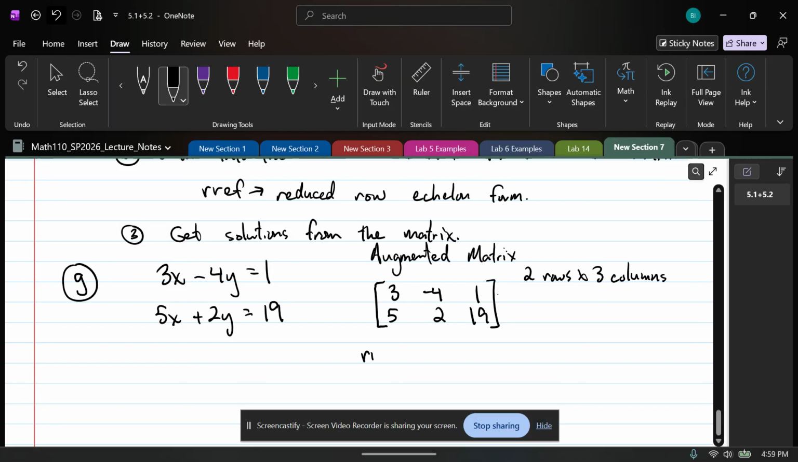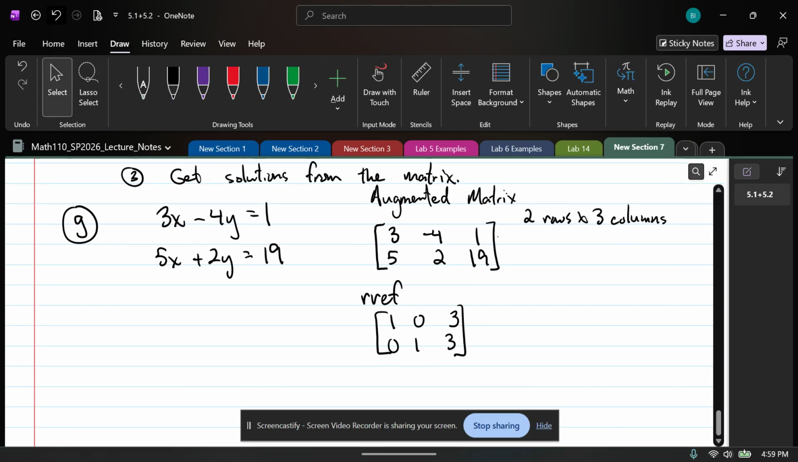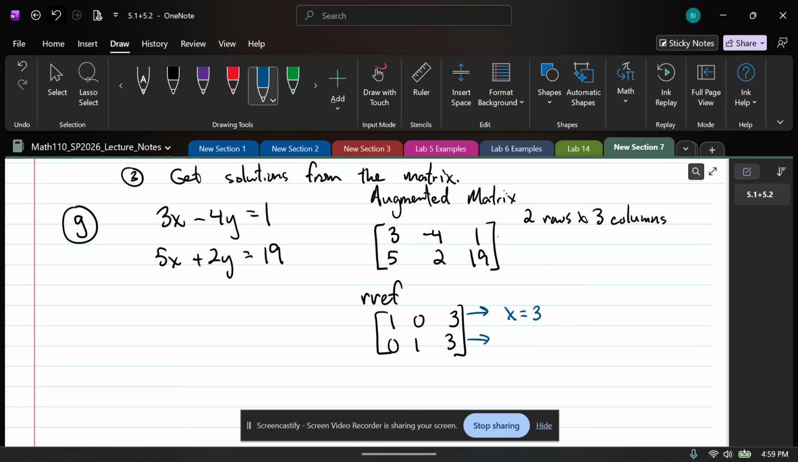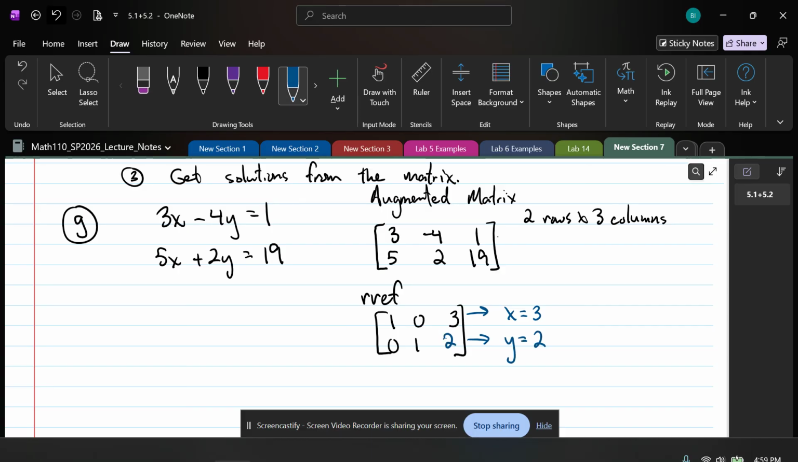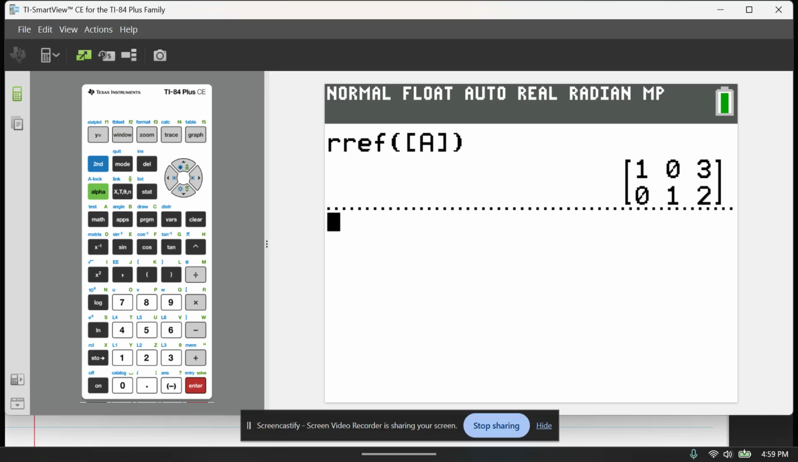So after RREF, we're getting back this matrix 1, 0, 3, 0, 1, 3. What that tells us, this first row says X equals 3. The second row, that should be a 2 there. Sorry, I was saying it and writing it at the same time. I can't do that evidently. The second row says Y equals 2. If I look at my calculator, that's what I've got. The first row says 1X, no Y's is equal to 3. Second row says no X's, 1 Y is equal to 2. So it gets me the ordered pair 3, 2 as my solution.